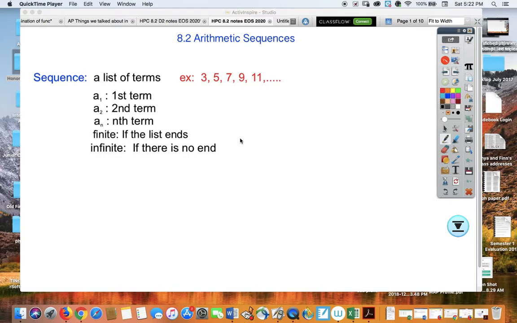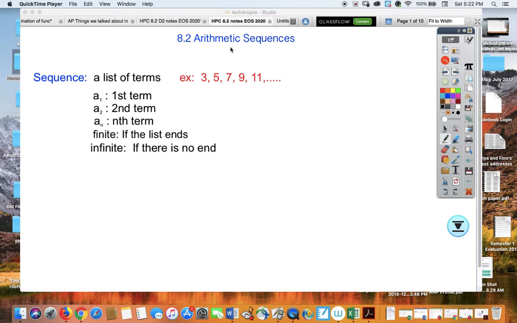So this is the typical, here's a list of terms, find the pattern, and then what would be the next term or the next three terms or something like that. Sometimes the patterns can be complicated and sometimes they're really simple. And we're going to start with one of the simplest patterns, and that's called arithmetic.